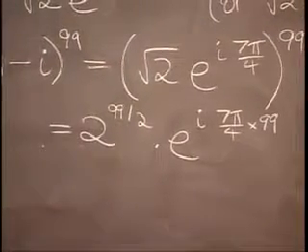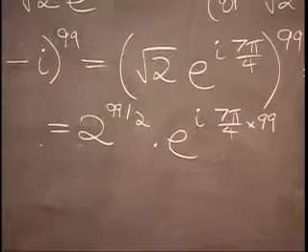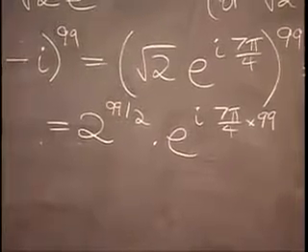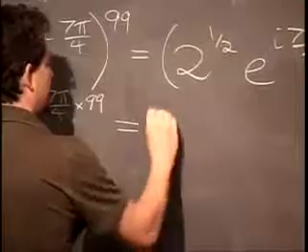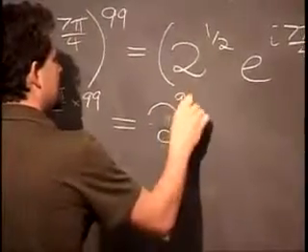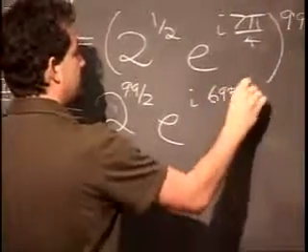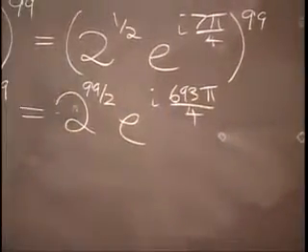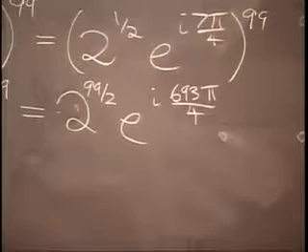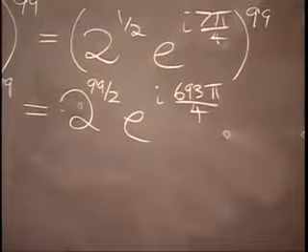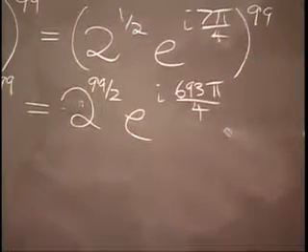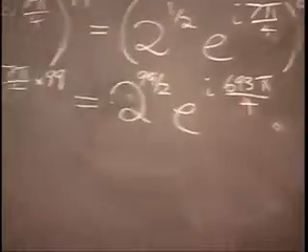Well, I guess we've got to do a little bit of work. What's 7 times 99? Well, 7 times 100 would be 700, so 693. This is how you can save time. Little considerations like that. 2 to the 99 over 2 e to the i 693 pi over 4. And that's surely the answer. That is the answer. But it's kind of, well, not cheating. It's sort of begging a certain question.